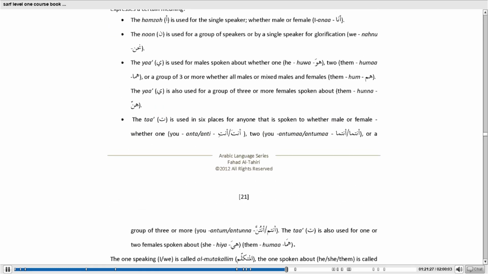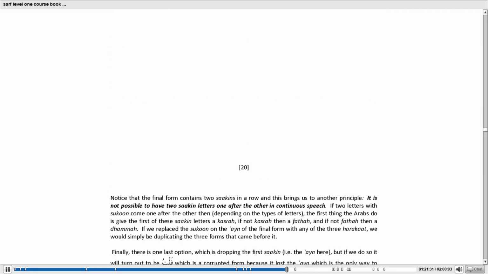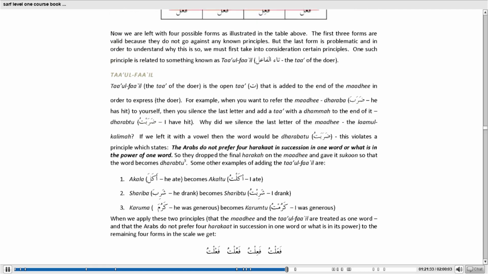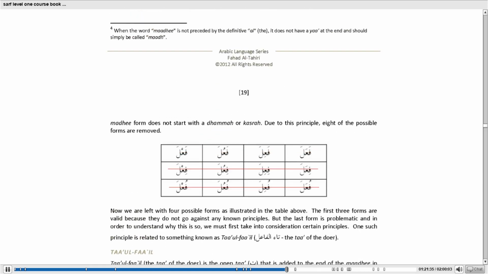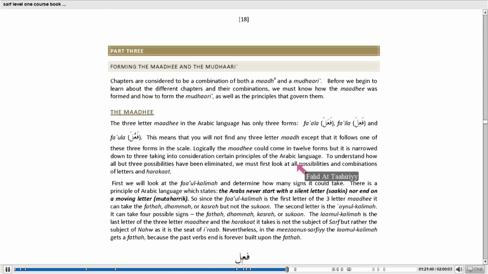Remember when I told you, in the madi, what the three forms of the madi are? Three forms: fa'ala, fa'ila, fa'ula. Three forms of the madi, not the combinations. The three forms of the madi, what are they? Fa'ala, or fa'ila, or fa'ula.